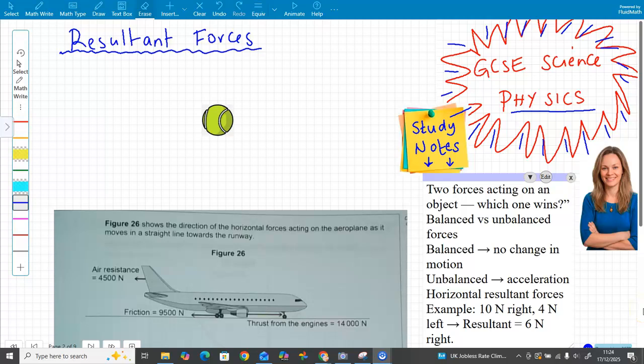Hi everyone, so today we're going to look at resultant forces in GCSE Physics and combined science.